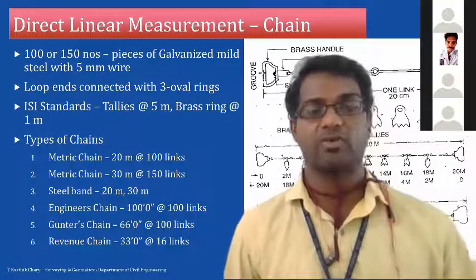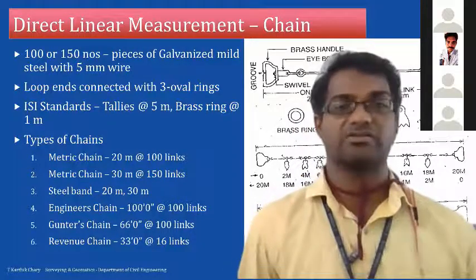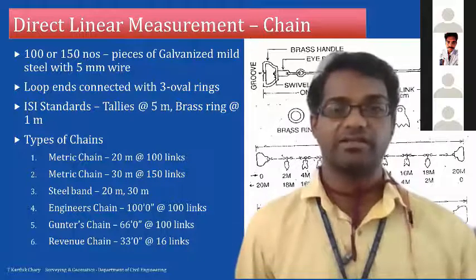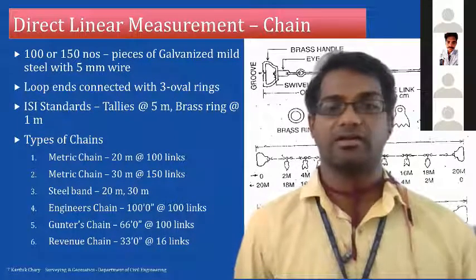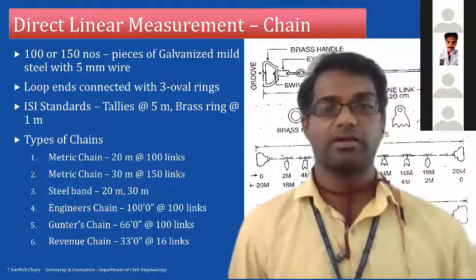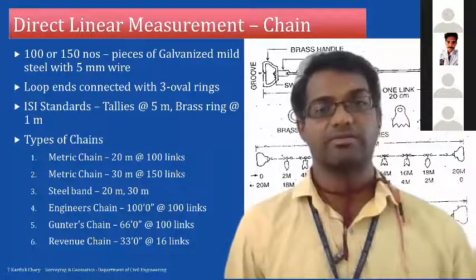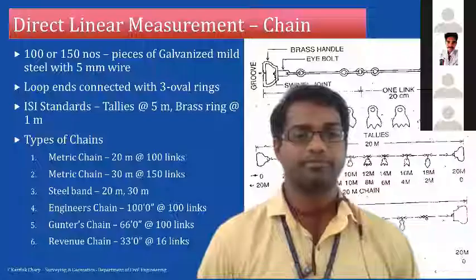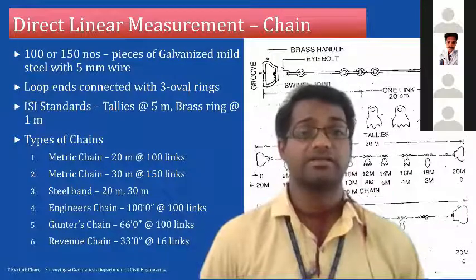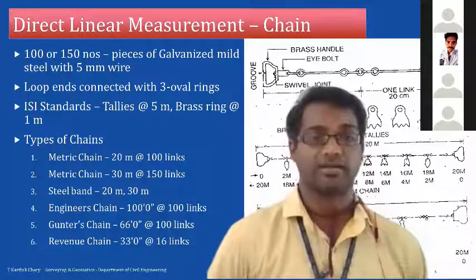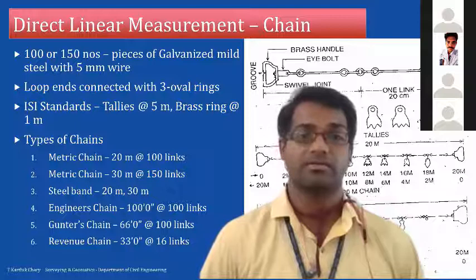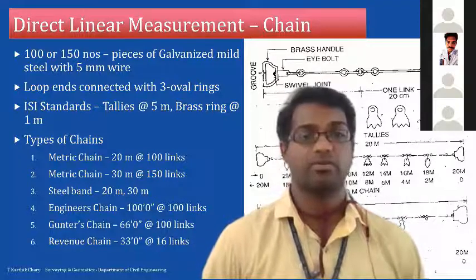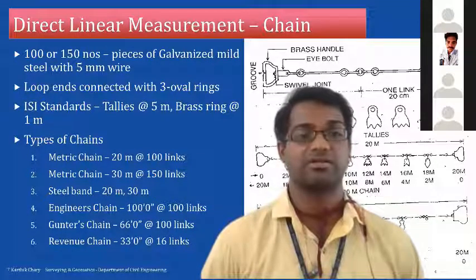Now let us calculate what one link is for 30 meters. So 30 meters has 150 links. So here again one link is 0.2 meters. We have the steel band. We'll discuss the steel band in the next PPT. The steel bands are available for 20 meters and 30 meters.